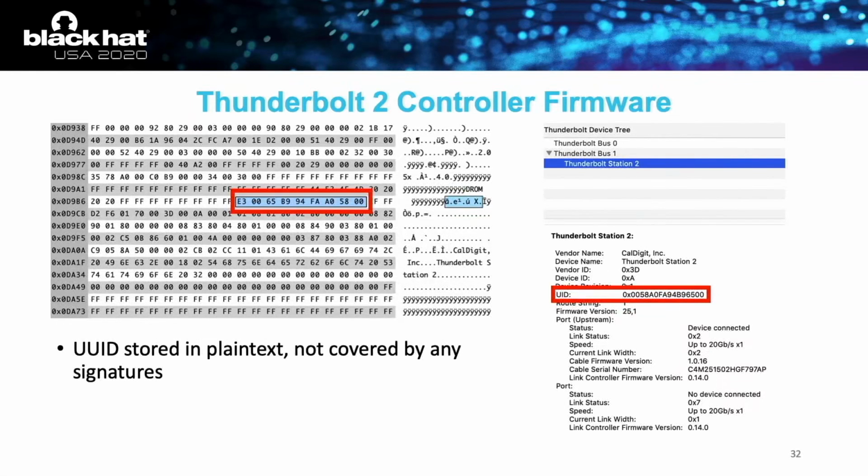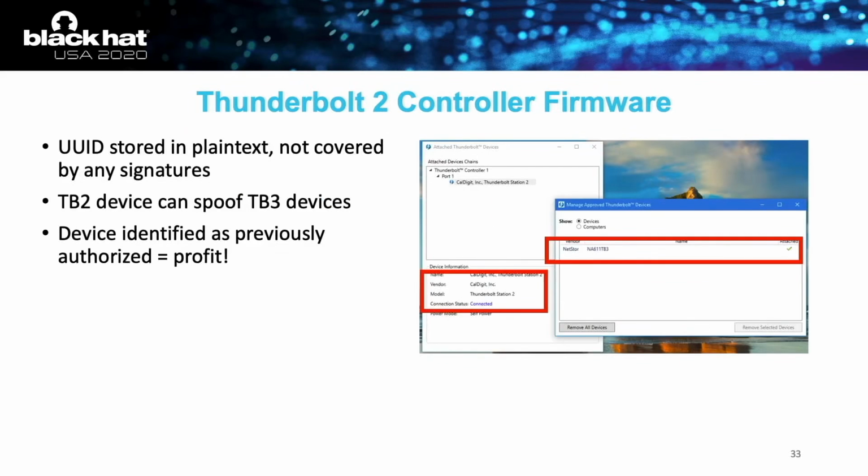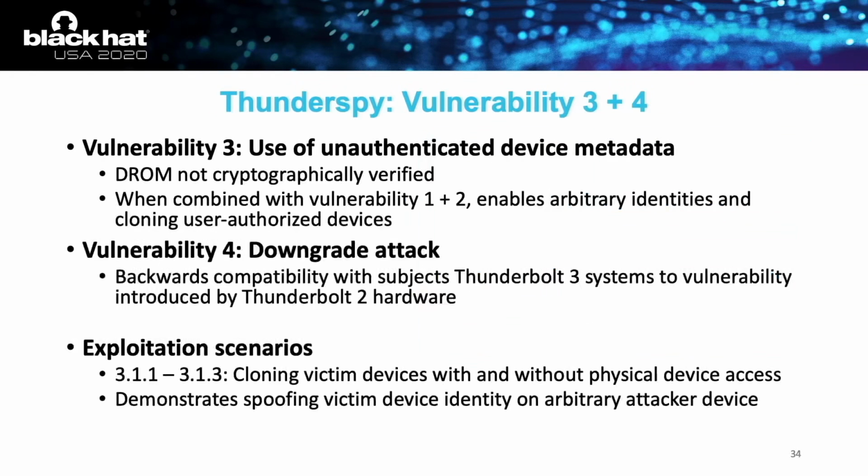So essentially what you can do is spoof both Thunderbolt 2 and Thunderbolt 3 devices. Once you spoof a Thunderbolt device that has been previously authorized by the user, then the system will accept your malicious device, and then you get full DMA access. So this is how we got to Thunderspy vulnerabilities 3 and 4, and we've documented how to exploit these in these exploitation scenarios.